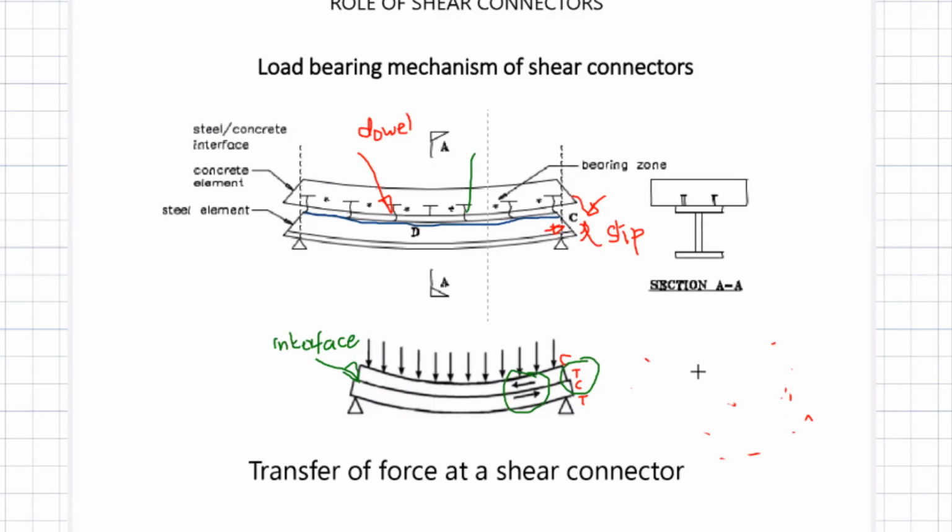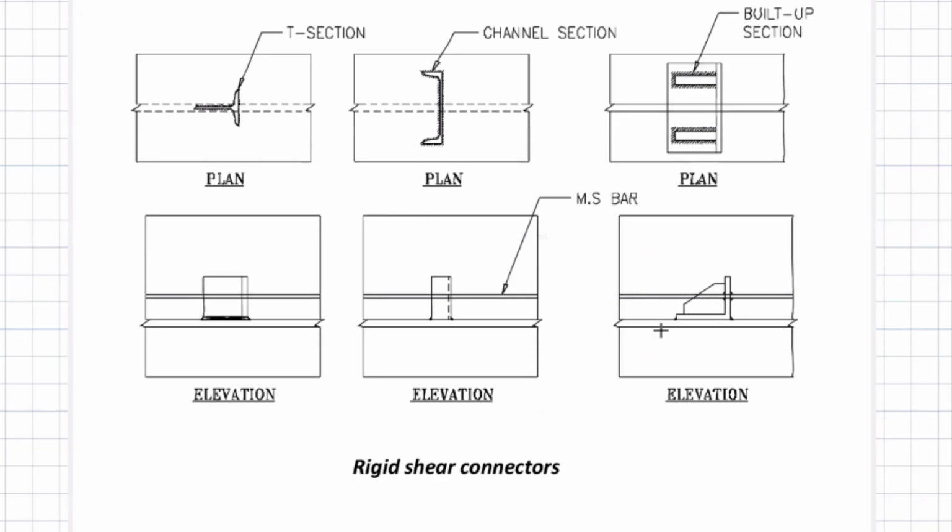So there are several ways you can provide the dowel action. You can see here in the elevation, I have a steel beam, and at the interface, this is concrete, this is steel. I have the dowels called the shear connectors. Now, we are going to concentrate on the shear connectors, and why the shear connectors are much more important in the composite behavior, right? So we have two types of connectors. One is called the rigid shear connectors. So what we do is, let's say we have a T section, right?